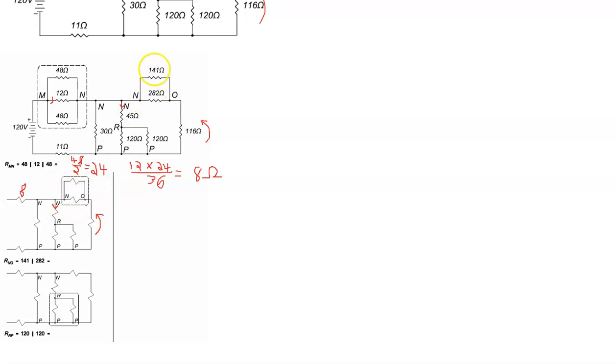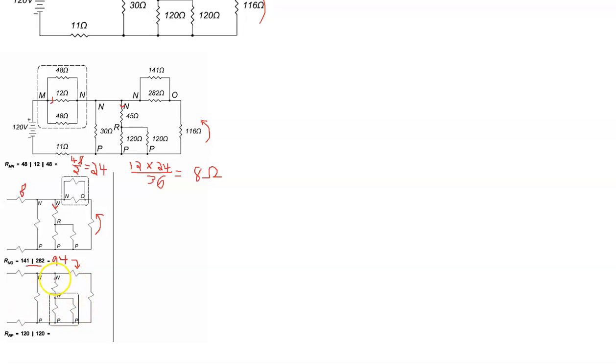and that is the 141 and the 182. I'm sorry, the 282. And so he got his calculation here, 141 in parallel with 282. And so again now, you can do product over sum on those, and if you do that, you should come up with 94. And so again, the reciprocal formula or product over sum, whichever works, 94. And so that is this resistor right here.